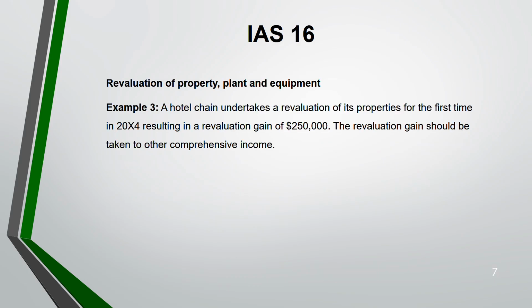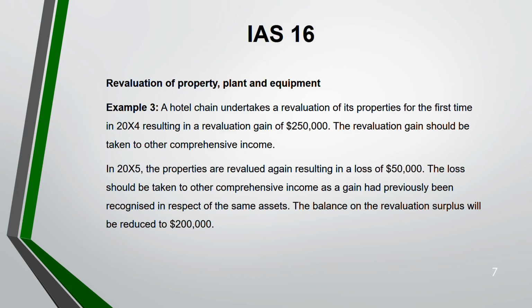Now, example 3. A hotel chain is undertaking a revaluation of its property for the first time, resulting in a revaluation gain of 250,000. So this 250,000 will go in OCI. In 2005, they have got a revaluation loss of 50,000. So what should you do? See, earlier there was a gain. Now it's a loss. So first, the loss has to be taken to other comprehensive income because there was a gain that has been recorded in OCI previously. Then the balance, if any, will go to profit and loss.